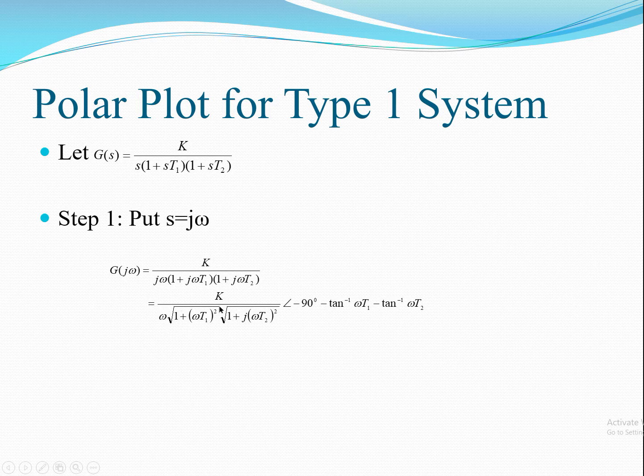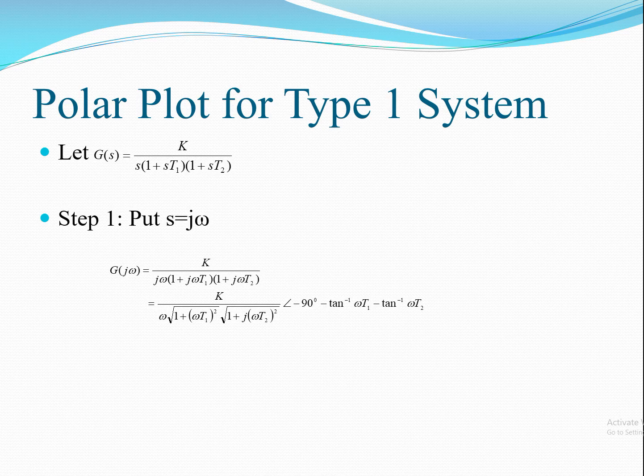Then I will find out the magnitude and the phase angle. The magnitude will be k upon omega divided by under root 1 plus omega T1 square, under root 1 plus omega T2 square. 1 upon j omega gives minus 90 degree, minus tan inverse omega T1, minus tan inverse omega T2. There was no real part over here, so we will have minus 90 degree. The minus came out because it is on the numerator side.